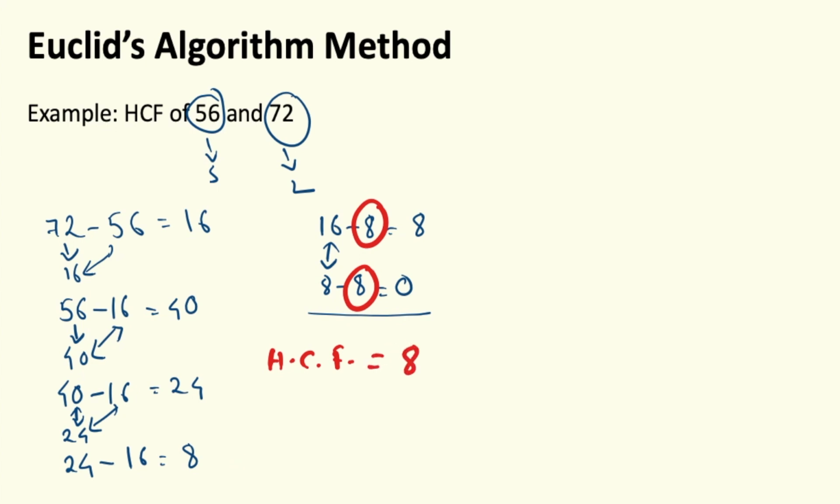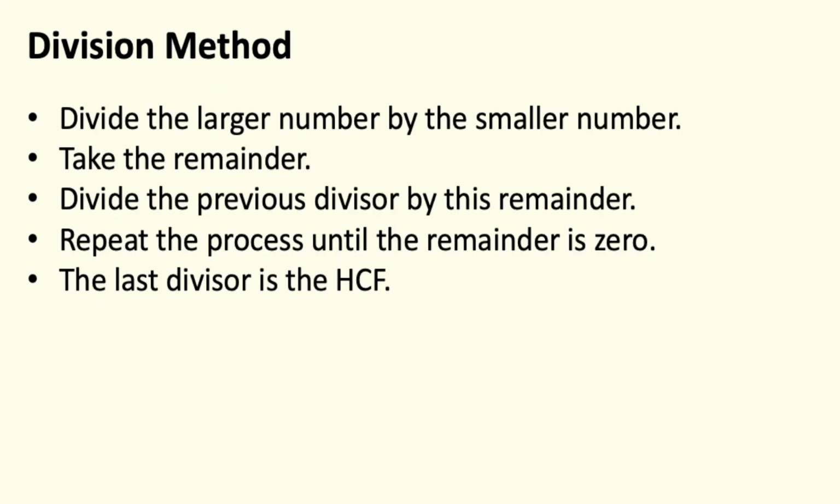Let's move to the next method and you will see the magic here basically, where we will take the same numbers and we will get the same result. So in the division method, basically we divide the larger number by the smaller number. We then take the remainder and divide the previous divisor by this remainder. Repeat the process until the remainder is 0, and the last divisor which gives me the remainder as 0 is nothing but the HCF. So let's see an example again.